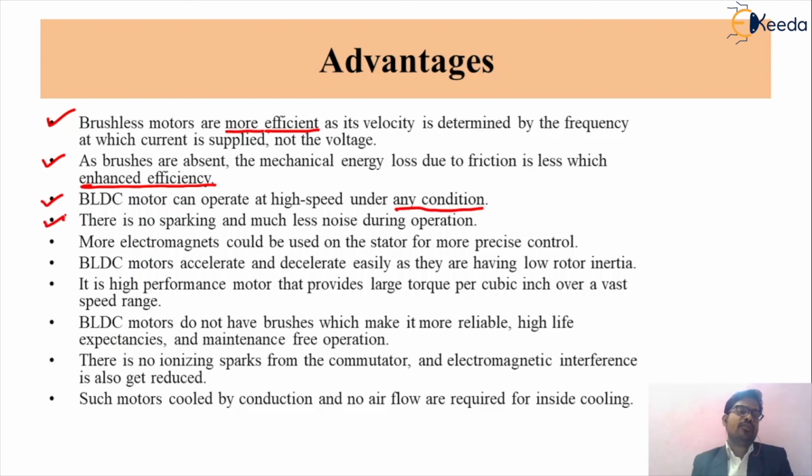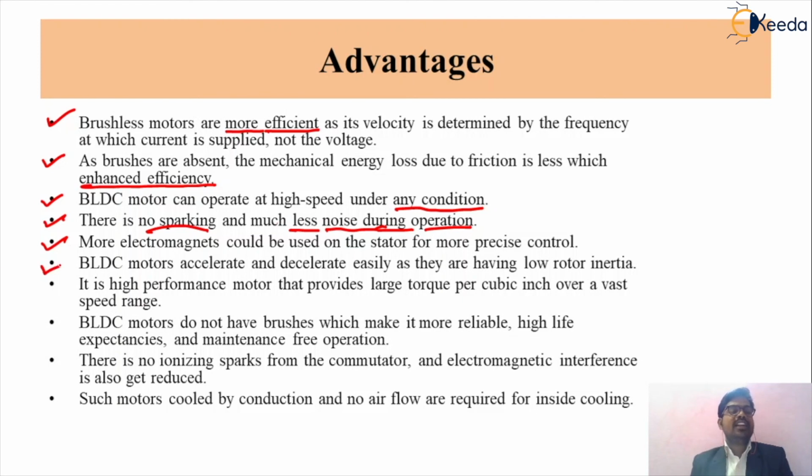Now we can understand the fourth advantage of the BLDC motor is that there are no brushes. So obviously there should be no sparking, and if there is no sparking, there should be no noise at the time of operation. So that will be another advantage. Then obviously the next advantage, that is more electromagnets could be used on the stator for more precise control. So friends, as we know, if you want to get precise position control, at that time we can prefer this type of BLDC motor.